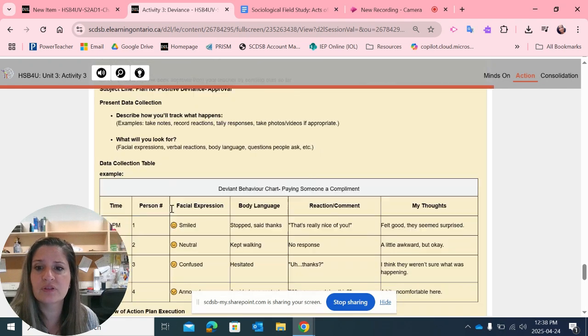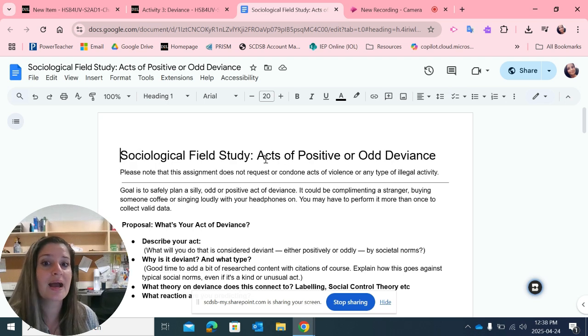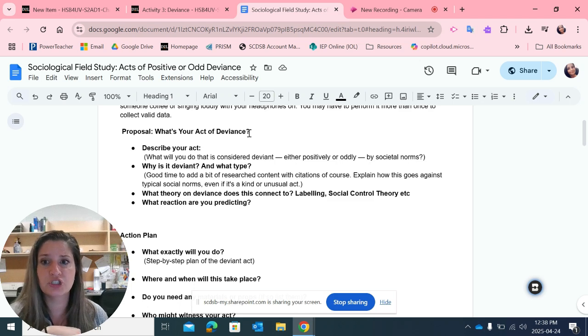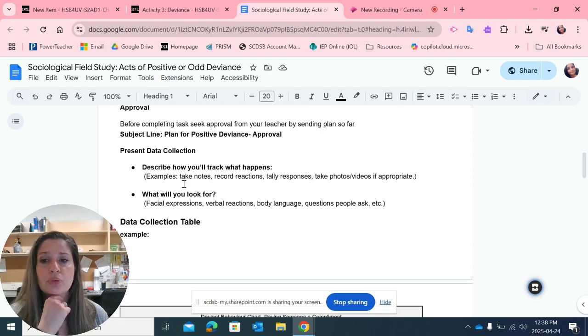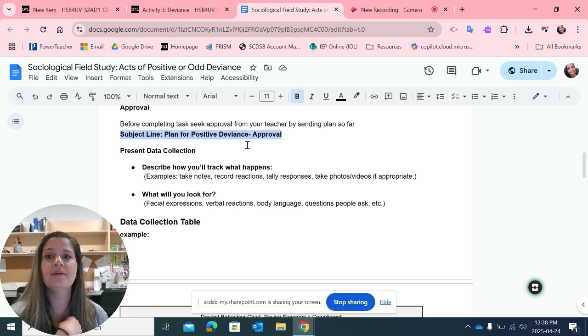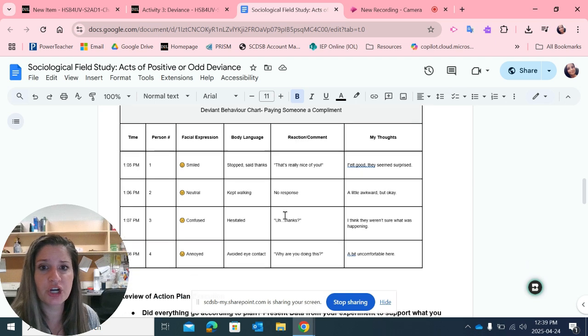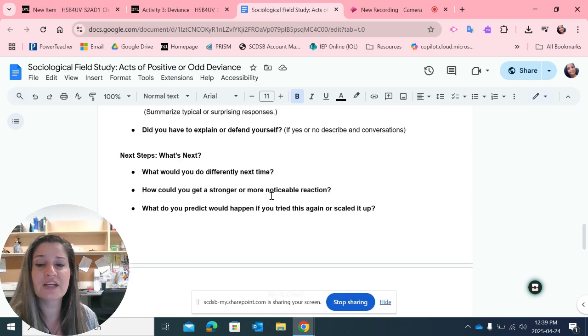Here is your outline for the assignment, and I've created an awesome little graphic organizer for acts of positive deviance. You're going to create a field study report, okay? And you're going to have your section called proposal, and this is what it's going to consist of: action plan, approval. Make sure you're getting your idea approved by me, subject line, plan for positive deviance, okay? Looking for approval, you're going to collect data. This is an example of a chart that you can use and how you can use it. And then you're going to let me know, did your plan go as planned? What was your reflection?